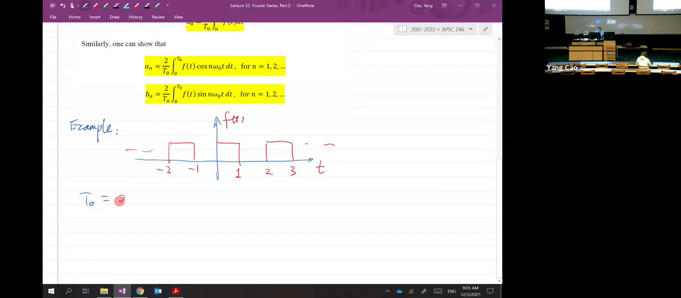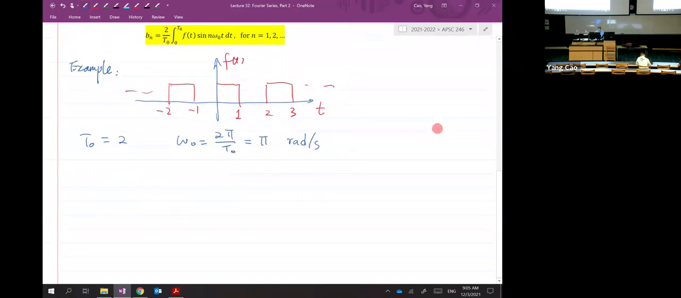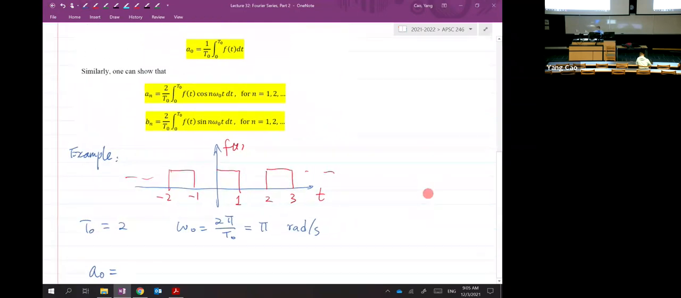In this case, the period T naught is 2, and omega naught is simply 2 pi over T naught, which is pi. Of course, omega naught is in radians per second, supposing this axis is in seconds. Now we calculate each one of the constants A naught, A n, and B n according to the formulas given here.